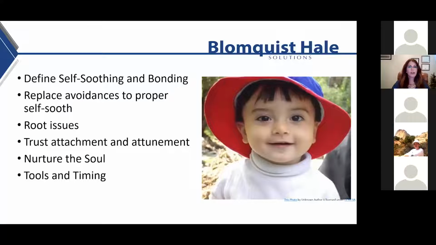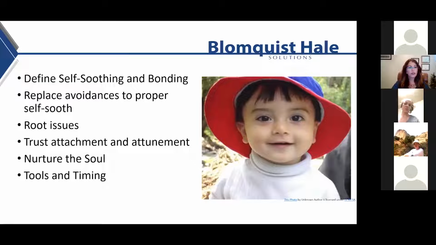So we're going to define self-soothing and bonding. And we're going to talk about how to replace avoidances to properly self-soothe. So some self-soothing is avoidances. We're going to touch a little on root issues. We're going to touch on attachment and attunement. I'm going to do way more on attachment someday, in a whole hour.